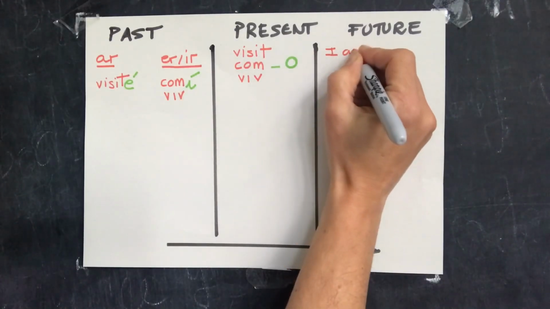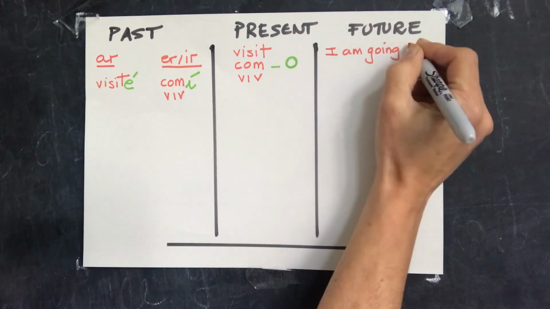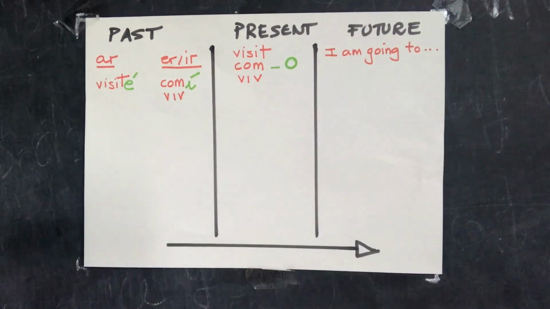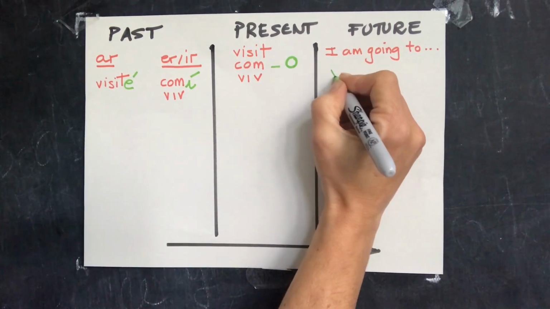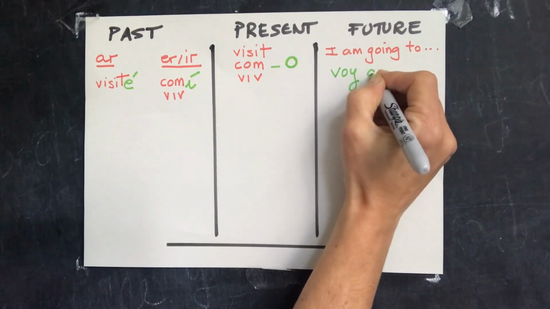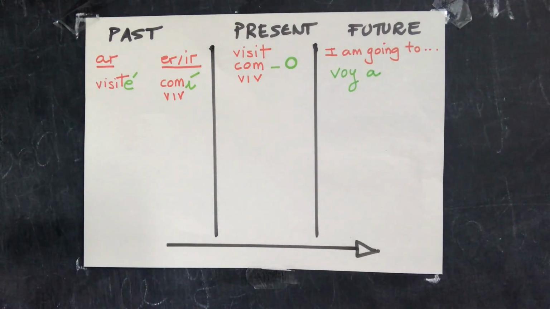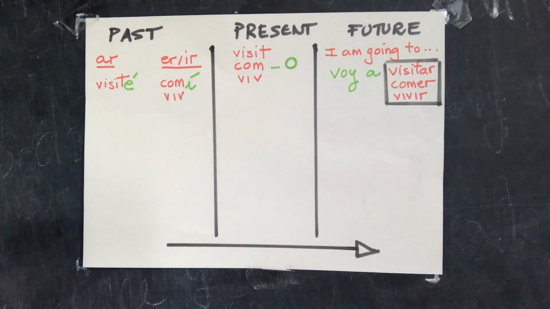The future tense will also be tricky, as there are 2 different ways to conjugate the verb in the future tense. The first one is I am going to, 4 words in English that become 2 words in Spanish. Voy a. And what happens then is that you add the whole infinitive to voy a. You don't remove any letters and you get voy a visitar, I am going to visit. Voy a comer, I am going to eat. Voy a vivir, I am going to live.